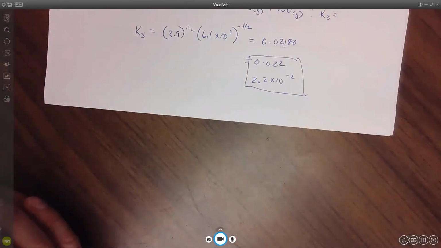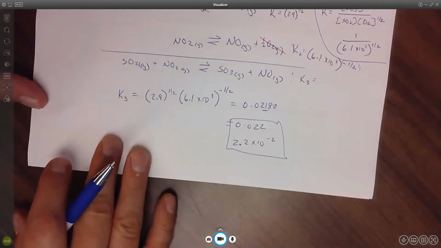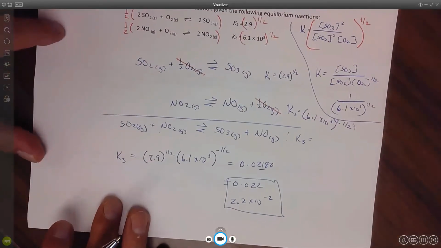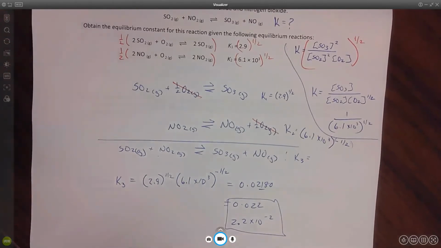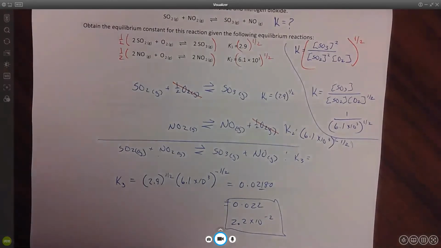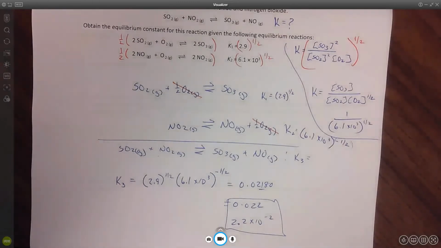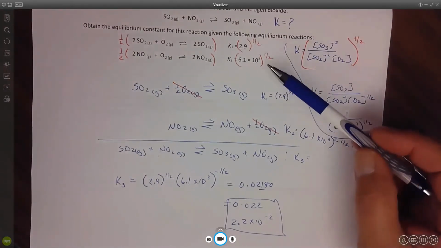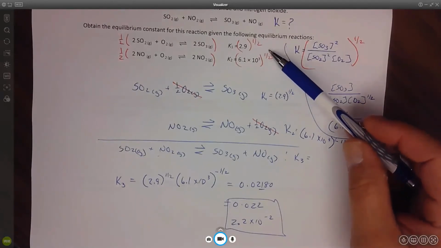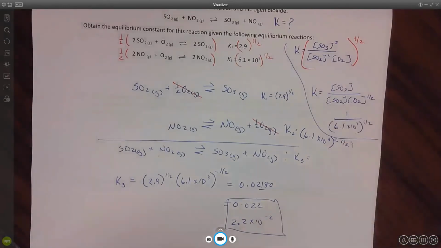So is it possible to take the inverse of K, the first equation, and then add it through, and then at the very end take the inverse of that entire equation? Say that again. So instead of taking the inverse of the second equation, K2, you take the inverse of the first equation. So it's 1 over 2.9. And then add it through, and once you get that value, you take the inverse of that value. And then to the square root and all of that.